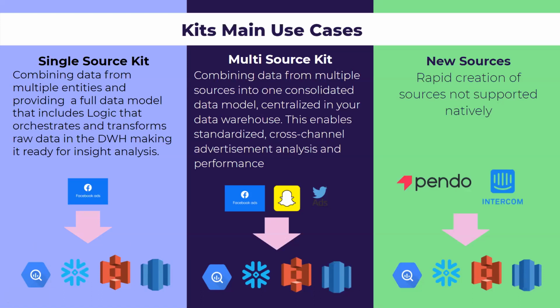And the third one, last but not least, which is my personal favorite, is new sources. This is for business applications that we don't support natively yet. As long as they have a REST API interface, we can build a kit around it. And it's flexible, so it can ingest data or push data. Examples here are Pendo, and a kit for Intercom that we are planning to build very soon. But until then, we've built a kit around them.